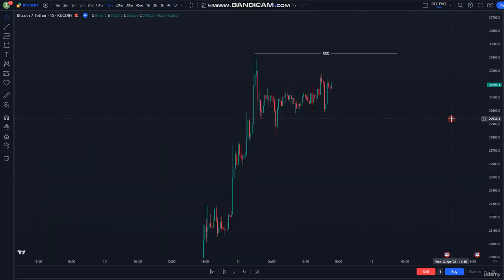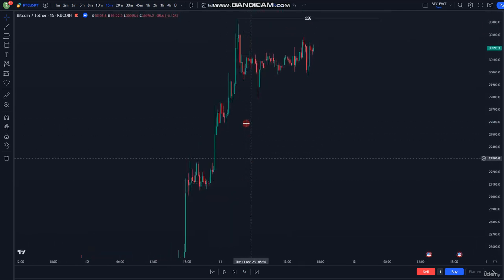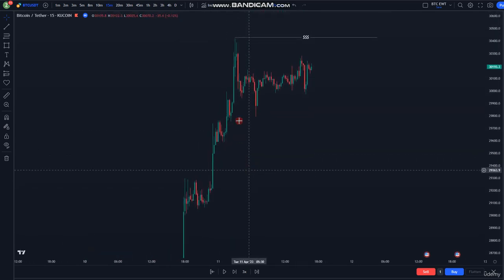Okay, so in this example, I want to show you a different approach to this, where you don't always need to have two equal lows or equal highs to find a potential liquidity level. Okay, so what we see here is a sharp move up for Bitcoin, where price has rallied very aggressively, culminating in a bit of a pullback and some consolidation here.